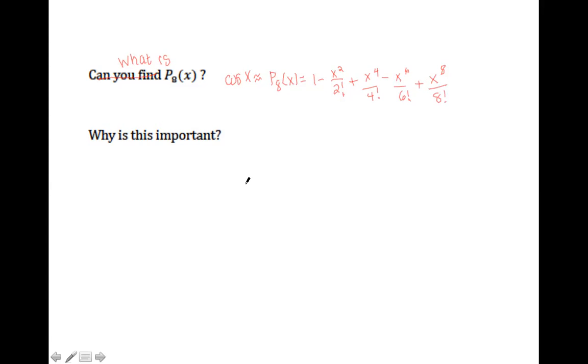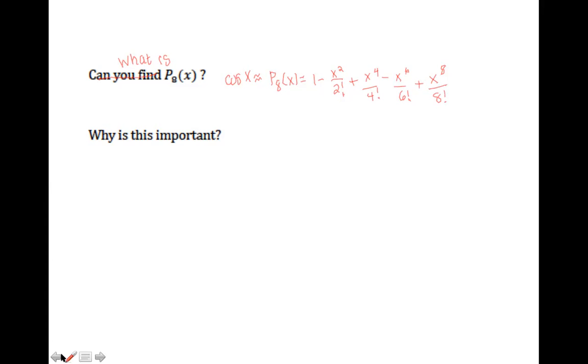Right? It asks, why is this important? Because it's a lot easier to find derivatives of polynomial functions and integrals of polynomials and so forth if they're centered at some value like 0. And it's just easier to work with polynomials than it is with a lot of other functions.